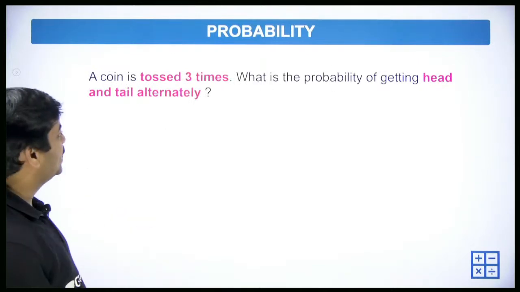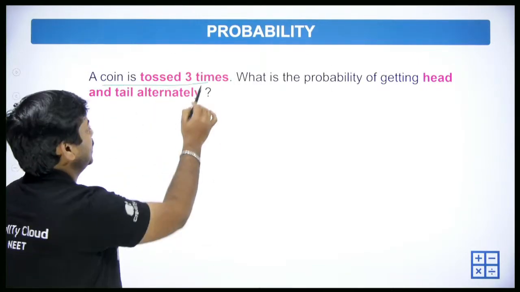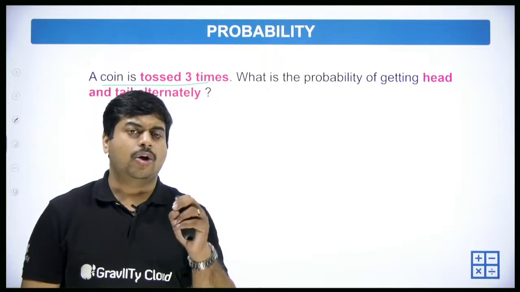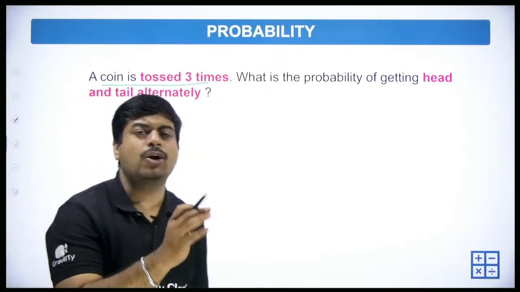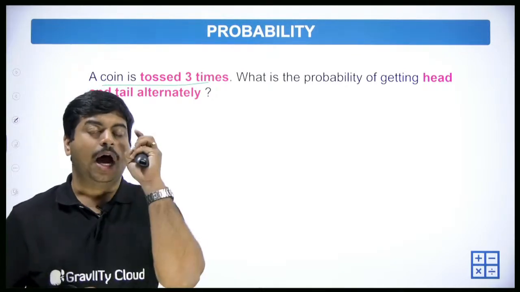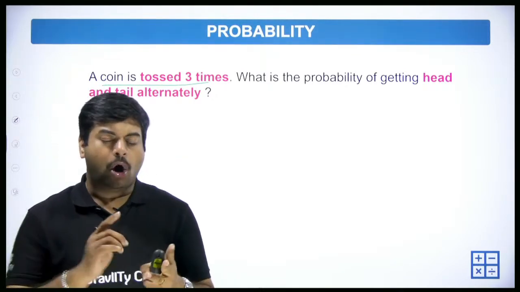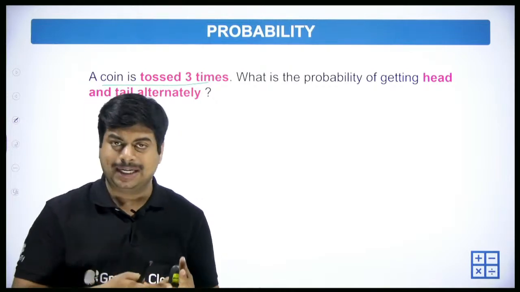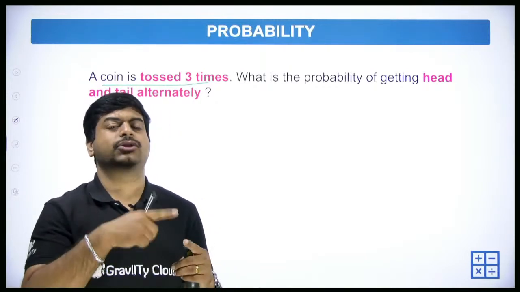A coin is tossed 3 times. So when you toss a coin, you either get head or tail. You know that, right? That means when you're throwing 3 times, all 3 cases are important. The first one you may get tail, the next you may get head, the next you may get head.